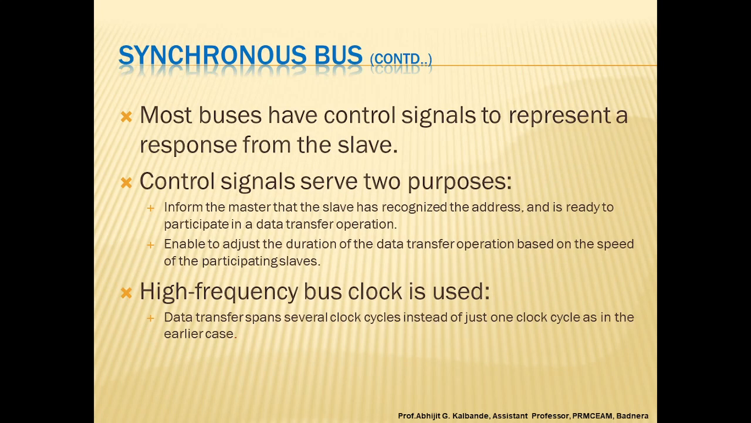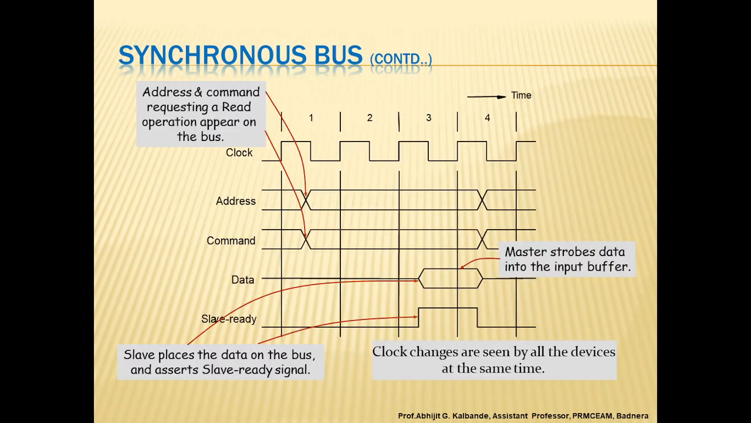Most buses have a control signal to represent the response from the slave, and that control signal serves two purposes. It informs the master that the slave has recognized the address and is ready to participate in a data transfer operation. It also enables adjusting the duration of the data transfer operation based on the speed of the participating slave. A high frequency bus clock is used, and the data transfer spans several clock cycles instead of just one clock cycle as in the earlier case.